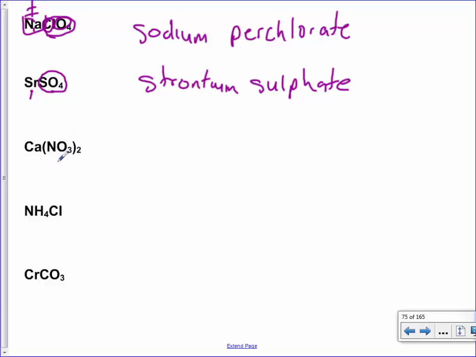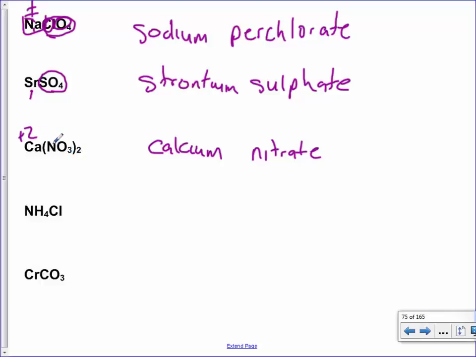Okay, what about this guy? What does Ca stand for? Good. NO3. You want to find it up in that table up there? Nitrate. Nitrate. Good. Okay, I got a quick question then. Why are there these brackets and a 2 afterwards? Anyone explain why that kind of exists? Because you need 2 of them.